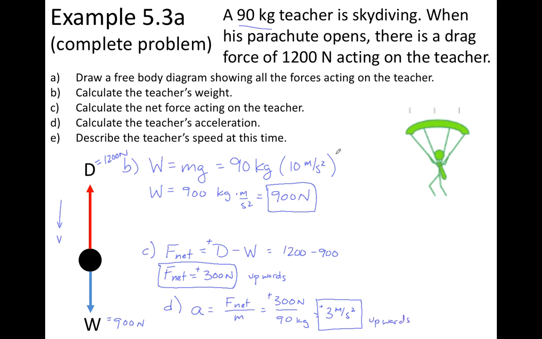Now, for part E, we want to describe the teacher's speed at this time. So the teacher is moving downwards while experiencing an acceleration and net force upwards. And in this situation, when velocity and acceleration are in opposite directions, then the teacher is going to be slowing down.